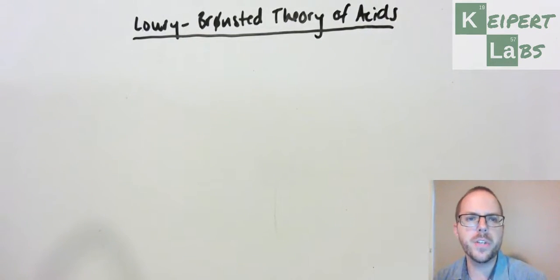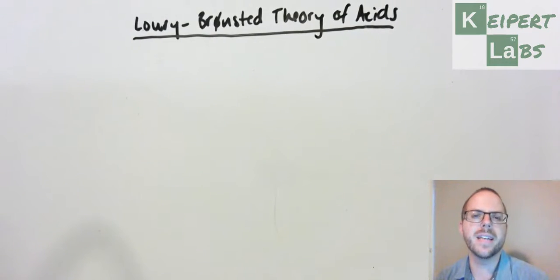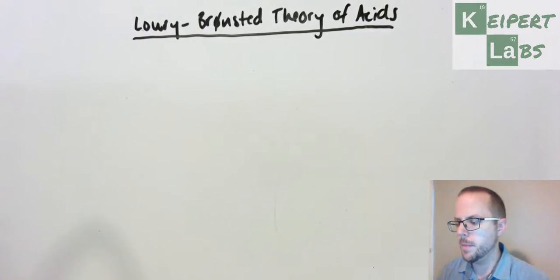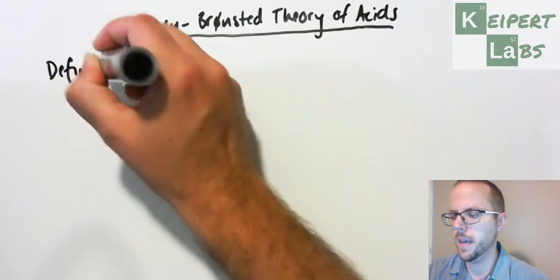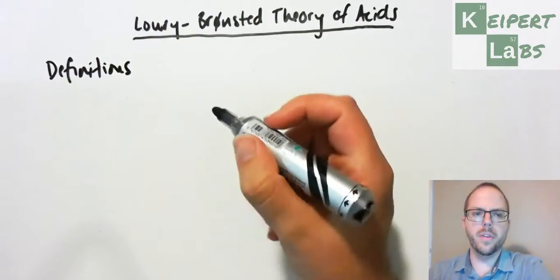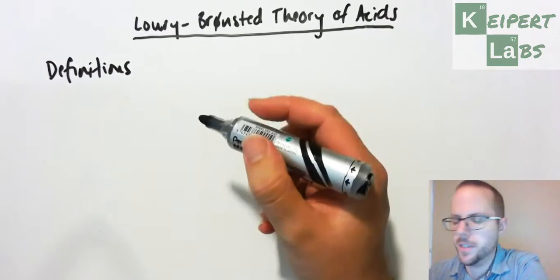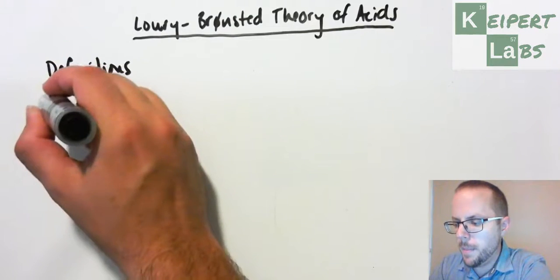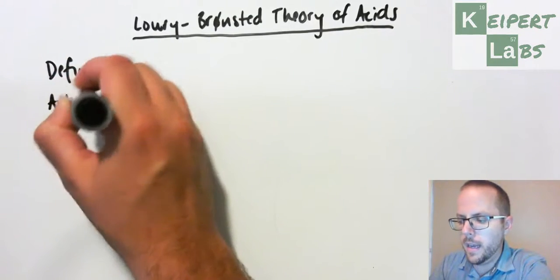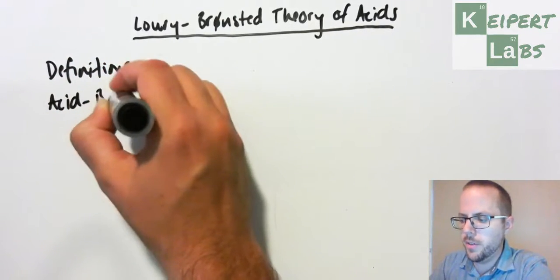In this video we're going to be talking about the Lowry-Bronsted theory of acids and bases. We're going to go through some definitions of an acid and a base, with a little bit of recapping some of the previous theories that we've talked about. We're going to look at what a Lowry-Bronsted acid-base reaction looks like.